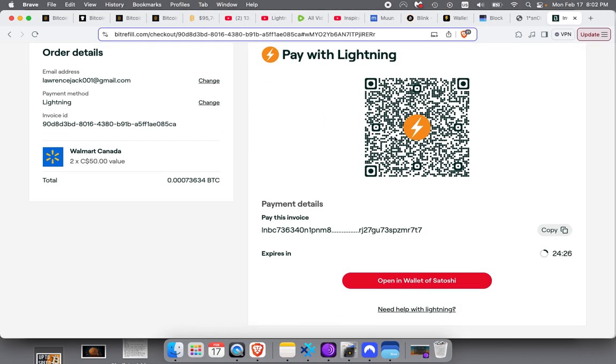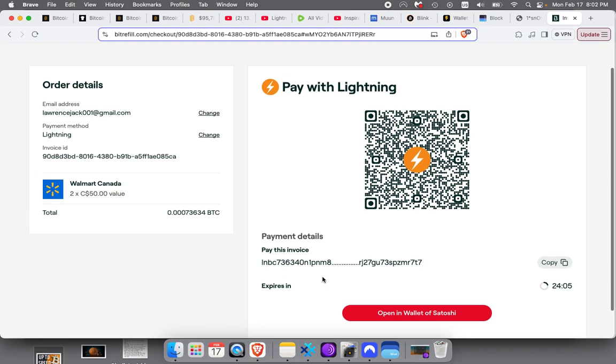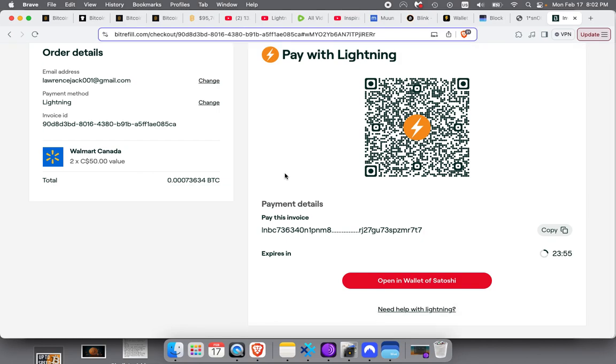Now this is the address. This is the Lightning address. As you can see, this is not the same as a Bitcoin base layer address. This is the Lightning address. So you get this address, and you send the payment right away. As soon as you pay, the gift card is going to go right to the email address you gave, and you have your gift card. So this is how you spend Bitcoin over the Lightning Network.